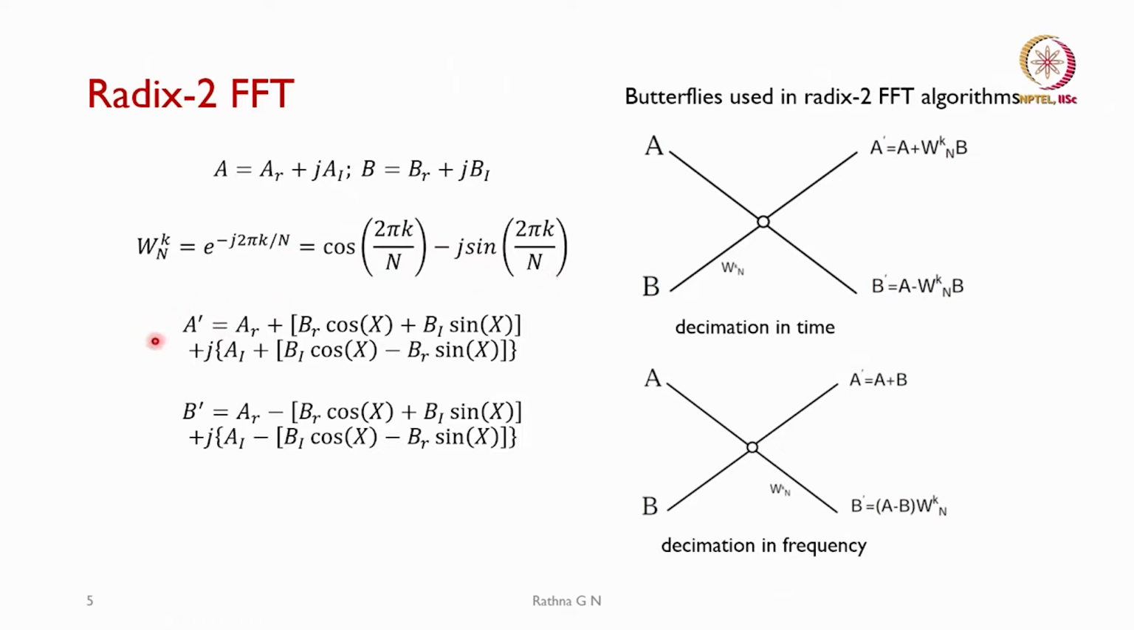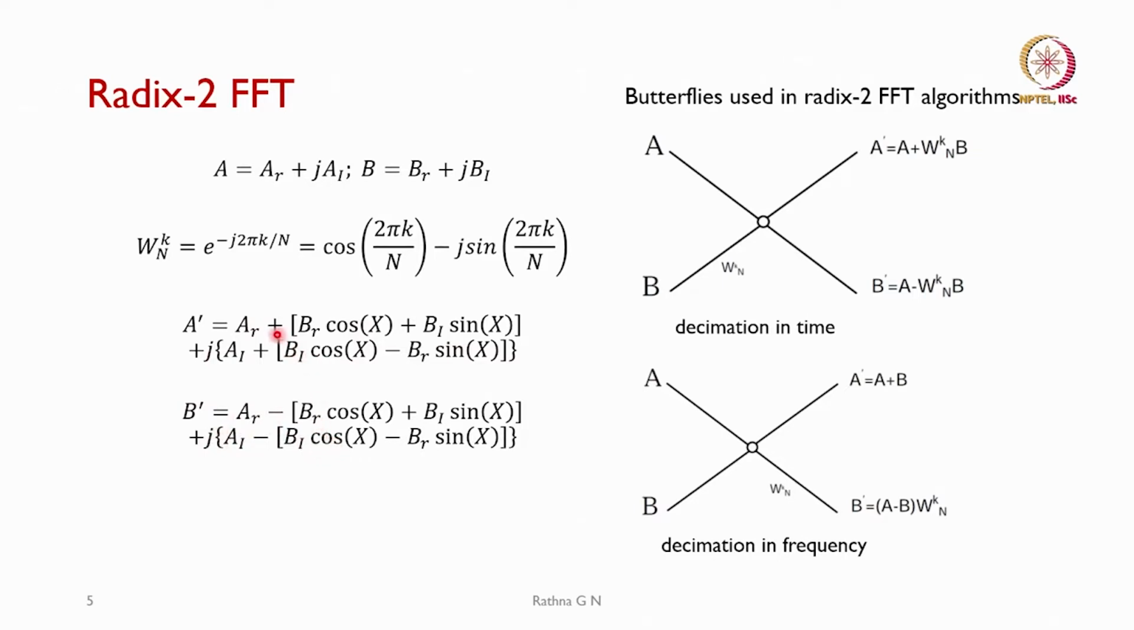Okay. So the output A dash, when we expand A with real and imaginary parts, B also with real and imaginary parts, and W_N^k with cos and sine functions, is A real plus B real into cos x plus B imaginary part into sin x, plus j times the imaginary part. This is the real part and this is the imaginary part of it. In the same way, B dash is also represented with real and imaginary parts separately.